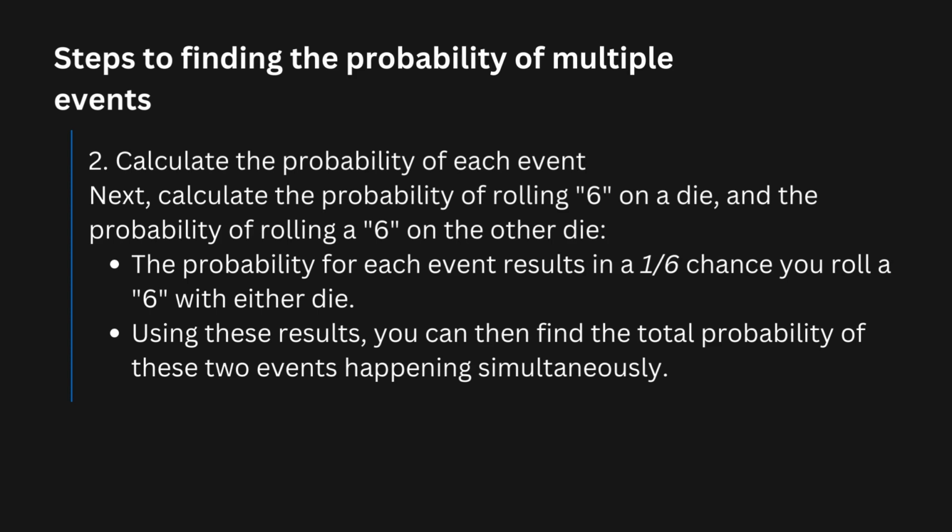Second, calculate the probability of each event. Next, calculate the probability of rolling a 6 on a die and the probability of rolling a 6 on the other die. The probability for each event results in a 1 out of 6 chance you'll roll a 6 with either die. Using these results, you can then find the total probability of these two events happening simultaneously.